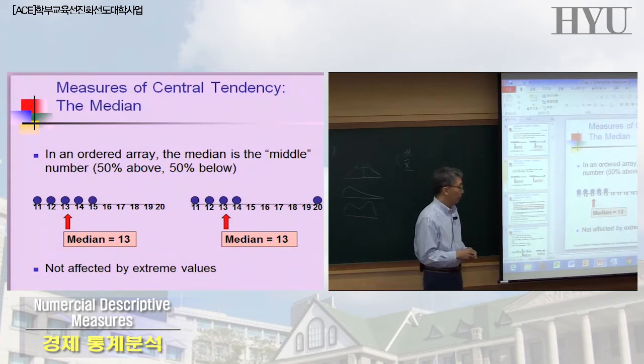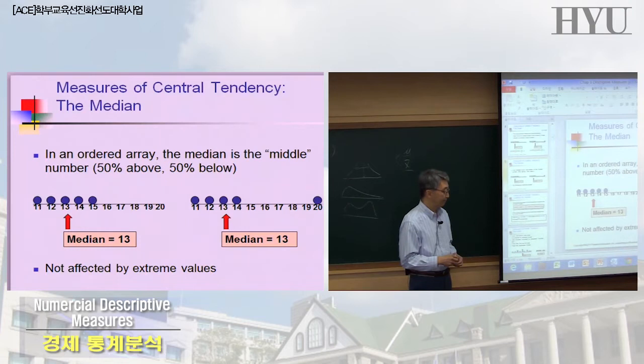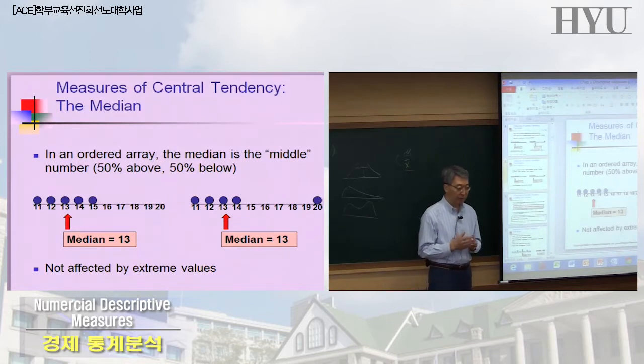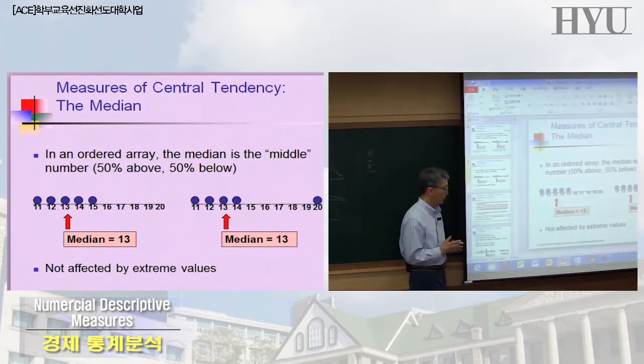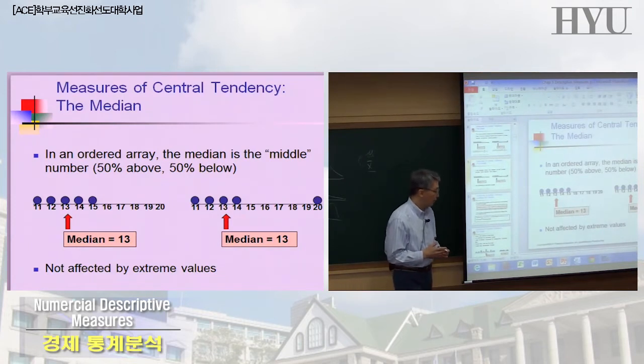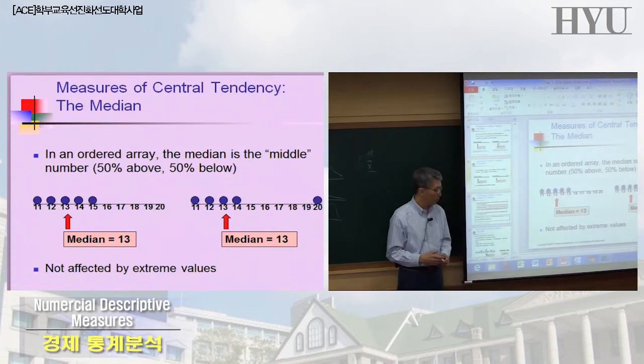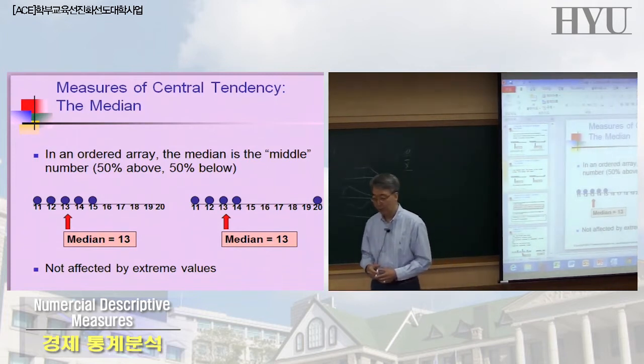What about the second distribution, 11, 12, 13, 14, and 20? Then median will be 13. Because regardless of the last number 20, it still has 2 numbers below 13 and 2 numbers above 13, right? So the concept of middle number, median, is exactly 13. So here we can see the fact that median is not affected or not sensitive to extreme values. Extreme values really do not affect median.